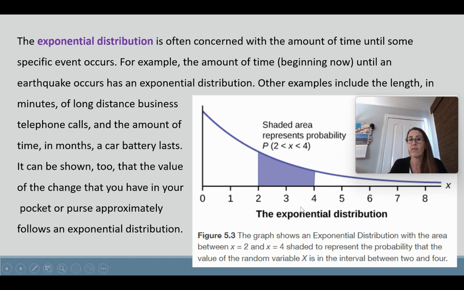So here we have a graph of an exponential distribution. And again, this curve here is the probability distribution function, and the area under the curve represents the probability. In this case, this graph shows that the area between 2 and 4 is shaded to represent the probability that the value of the random variable x is in between 2 and 4.